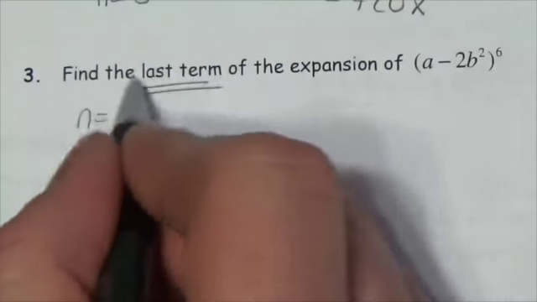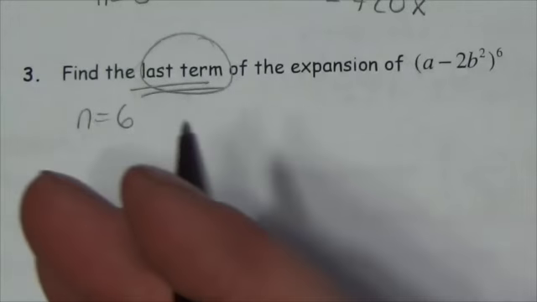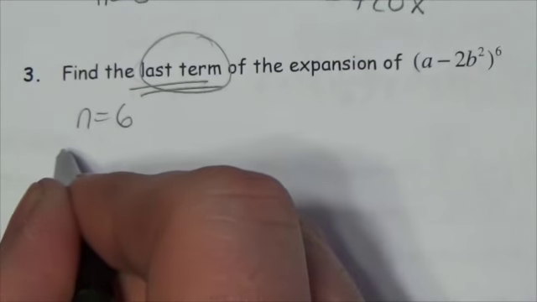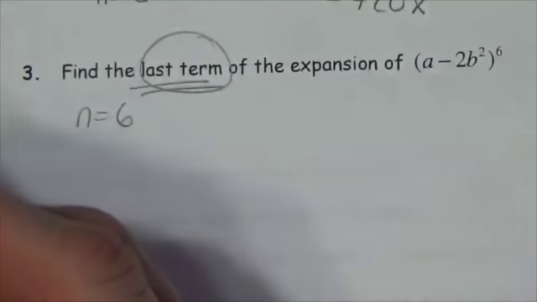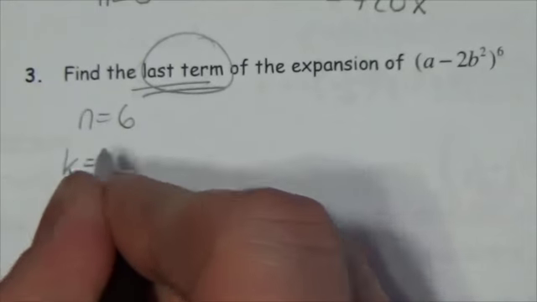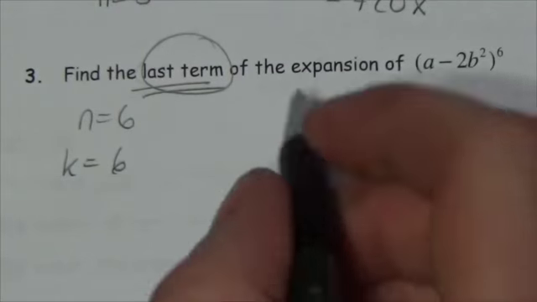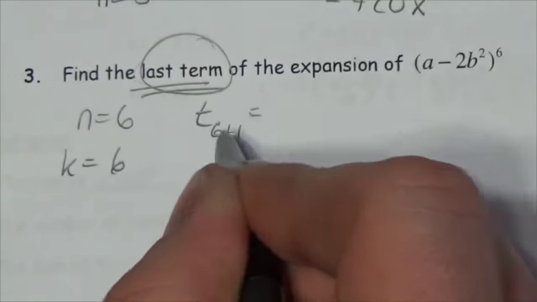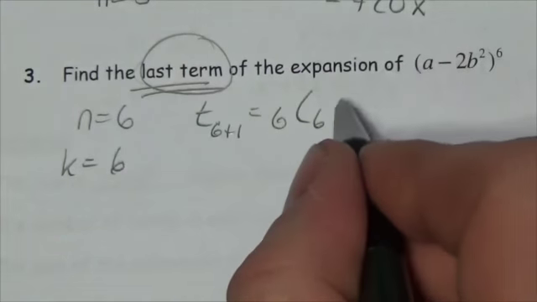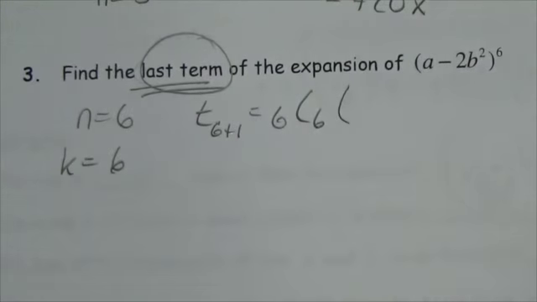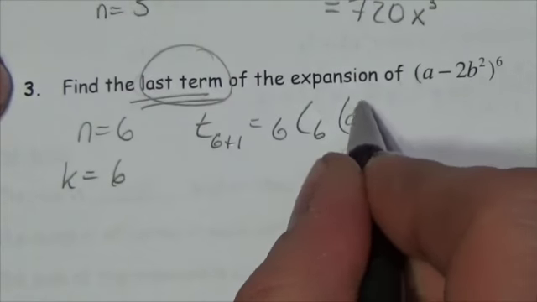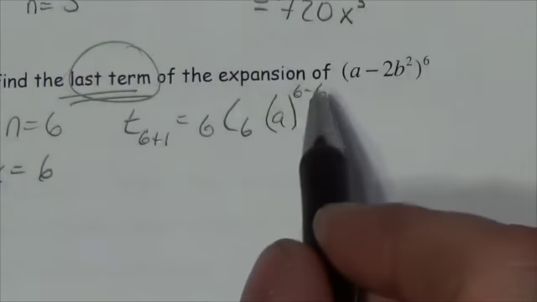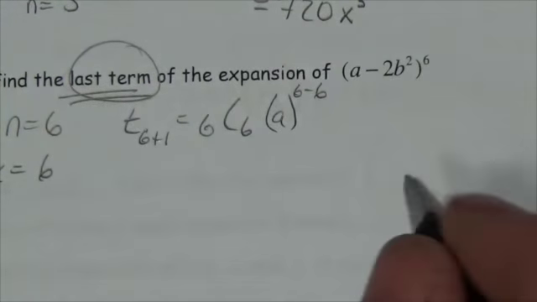So in this case here, if I want the last term in this expression, the assumption is that k starts at 0 and that it ends at n. So in this case, the intention of this question is that you would assume right away that k is equal to 6. So now we're looking at t sub 6 plus 1, there's my k plus 1, is going to equal 6 choose 6. The x value has been replaced by a, but that's all that's happened. So this is going to be a to the 6 minus 6. Okay, well that's significant. 6 minus 6 is 0, a to the 0 is 1. That's actually going to disappear.